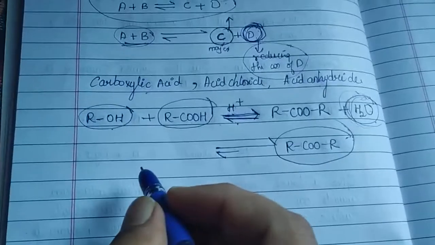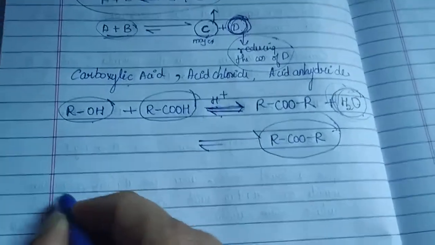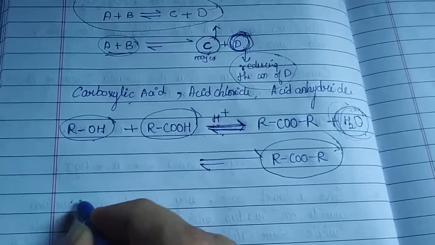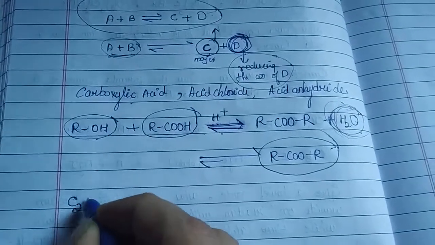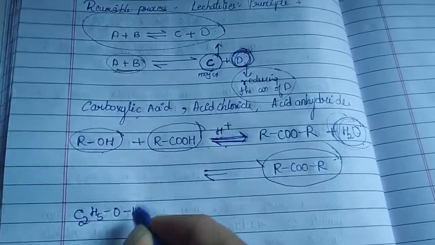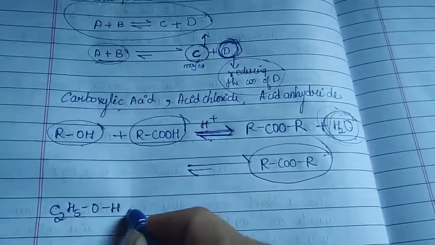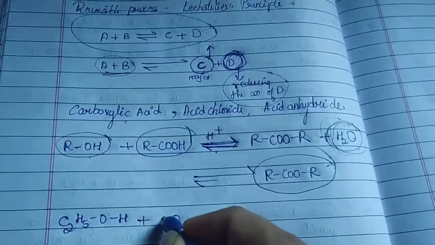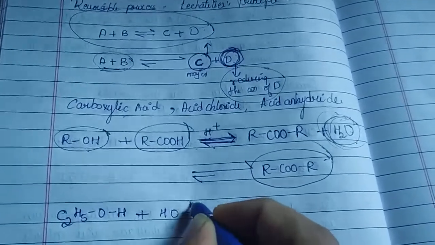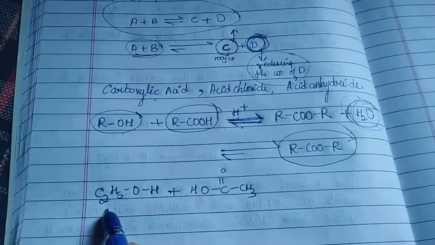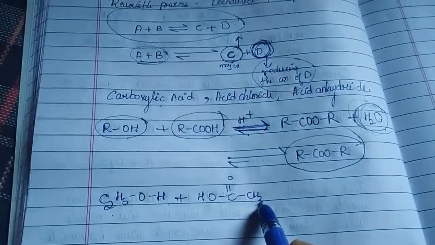For example, if I am going to take ethanol as an alcohol, C2H5OH. So this is treated with our acetic acid. Let me take my acetic acid in this way, CH3COOH. So this is my ethanol, this is my acetic acid.